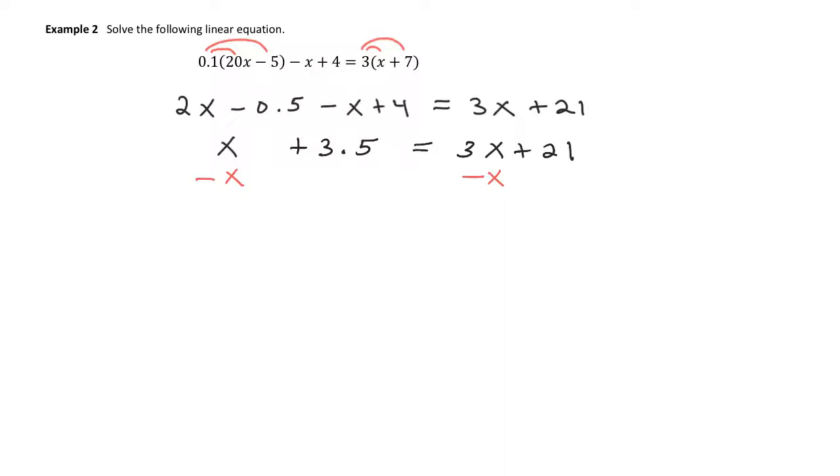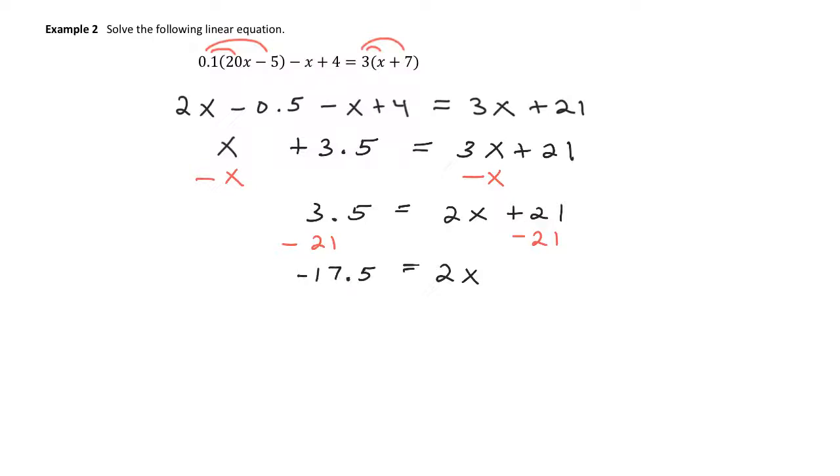And so this becomes 3.5 is equal to 2x plus 21. And so since all of the x's are on the right, I think I'll subtract 21 from both sides. And so I get 2x on one side, and on the left side, I have negative 17.5.